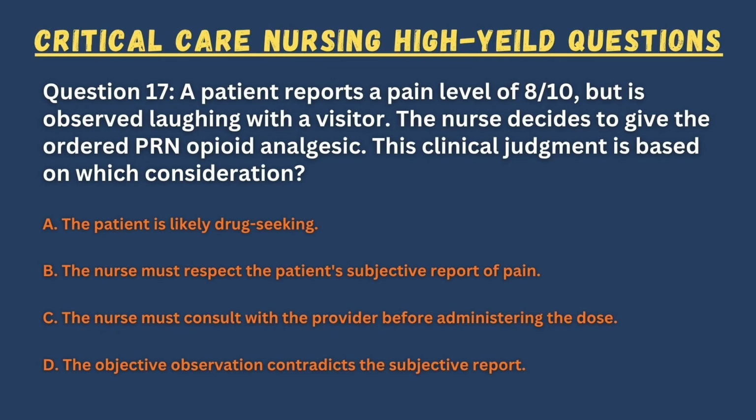Question 17. A patient reports a pain level of 8 out of 10, but is observed laughing with a visitor. The nurse decides to give the ordered PRN opioid analgesic. This clinical judgment is based on which consideration? A. The patient is likely drug-seeking. B. The nurse must respect the patient's subjective report of pain. C. The nurse must consult with a provider before administering the dose. D. The objective observation contradicts the subjective report.